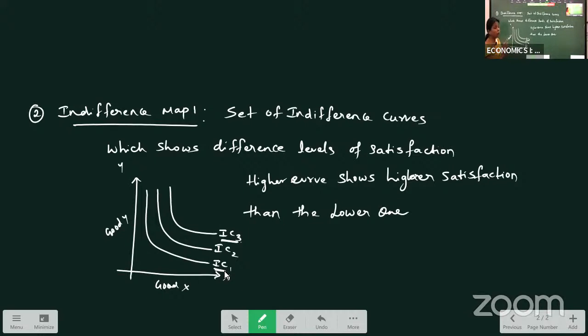One more important, mostly repeated question: indifference map. What is indifference map? A set of indifference curves which shows different levels of satisfaction. Higher curve shows higher satisfaction than the lower one. Okay, so this way we have the indifference map. This is one more important 2 marks question.